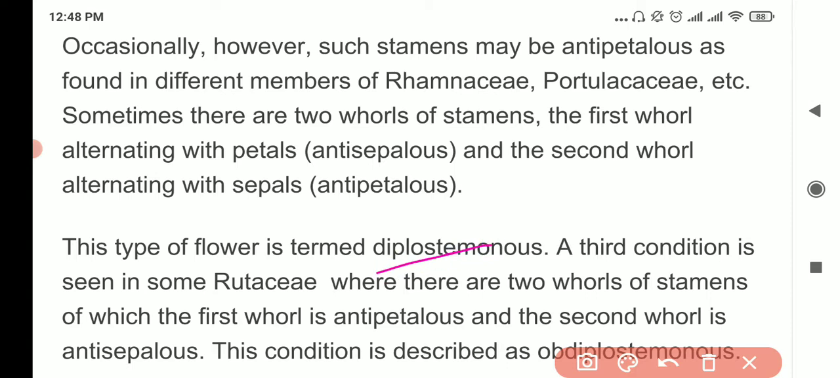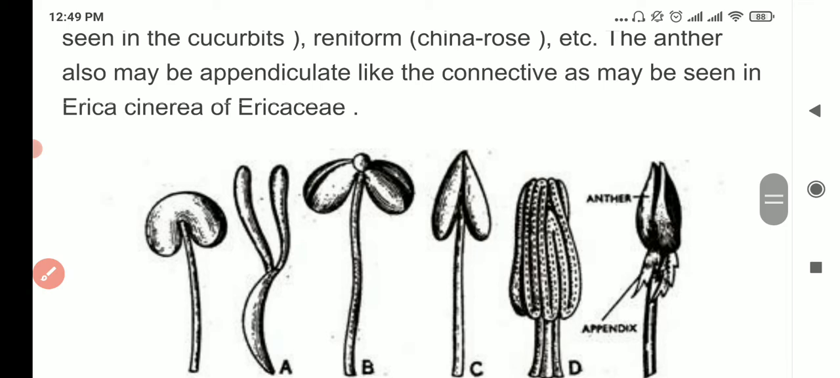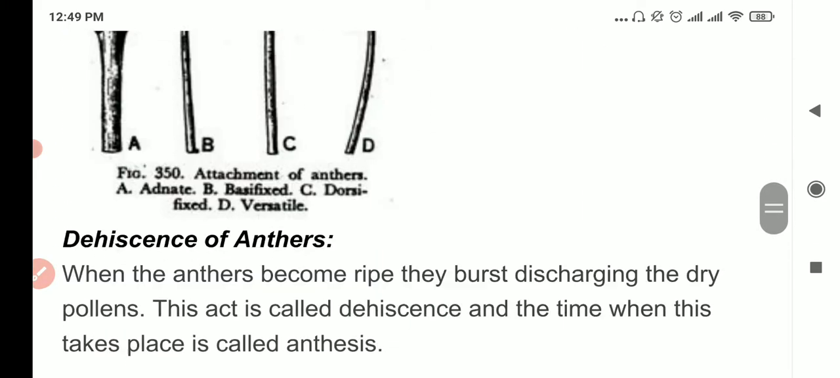So that is known as diplostemonous. Same whorl was isostemonous, different whorl, two whorls, was diplo, from the word di, two. So diplostemonous and same will be isostemonous. So now another condition is there with the two whorls of the stamen. The first whorl is antipetalous and the second whorl is antisepalous. This is known as obdiplostemonous.